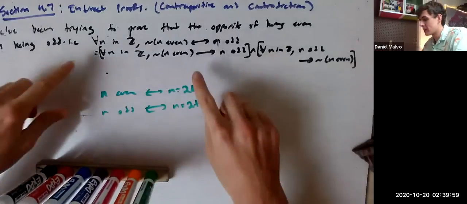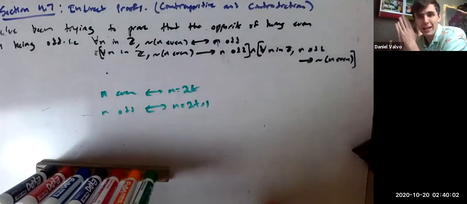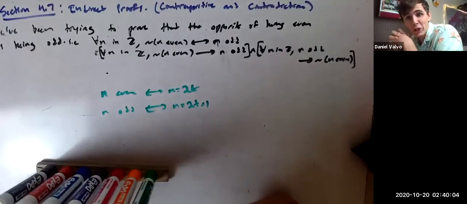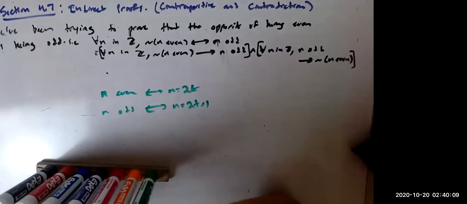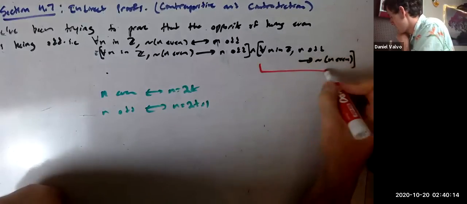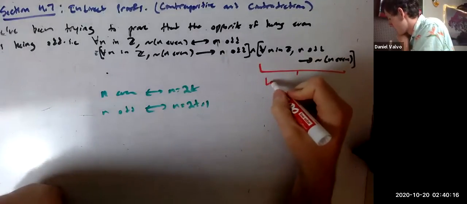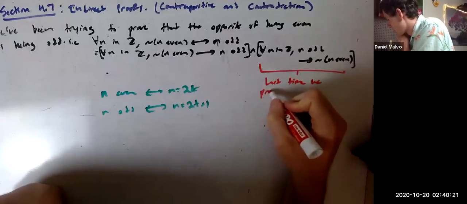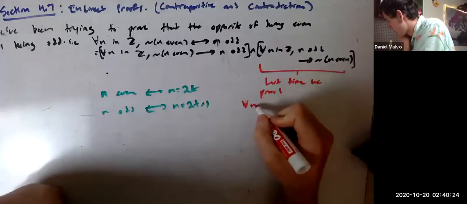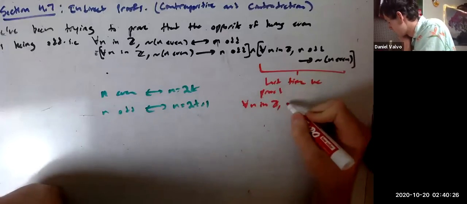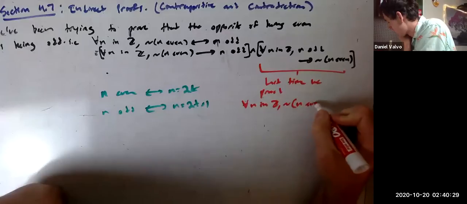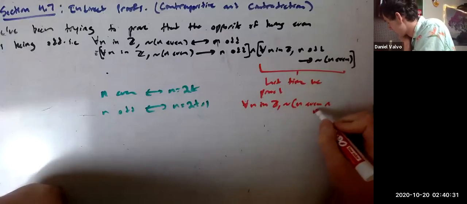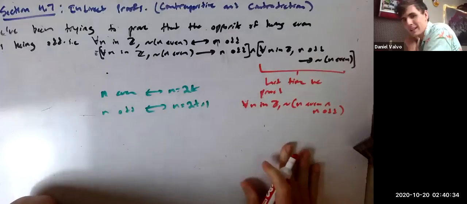Now, one of these we actually proved last time. Can anyone enlighten me in the class? It was number 2. Yeah, exactly. Recall last time we proved that for all n in Z, we don't have n even and n odd.